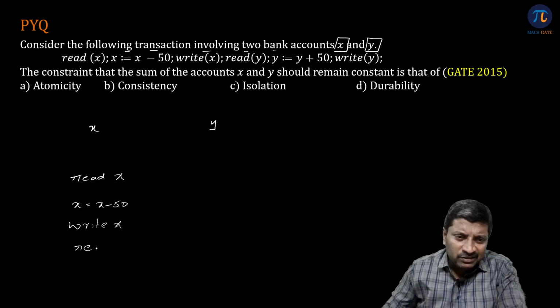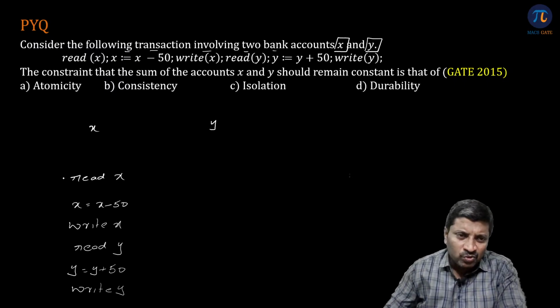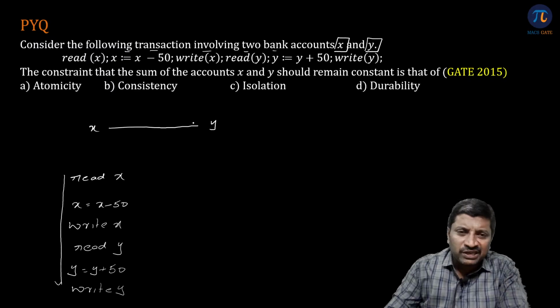Then again they are reading the value of Y, adding that 50 rupees to Y, and then updating the value of Y. So hope you can understand what the transaction is intended to do. It is transferring 50 rupees.